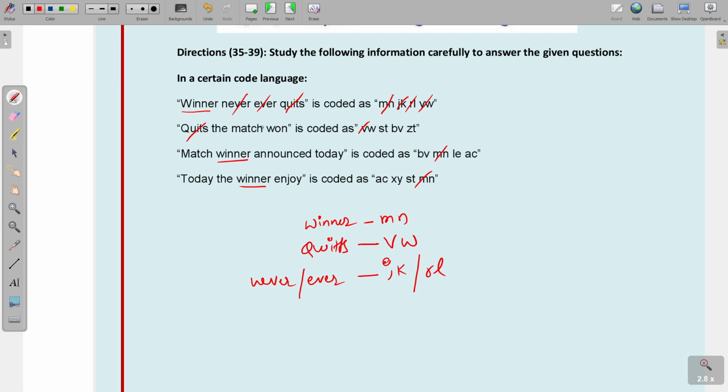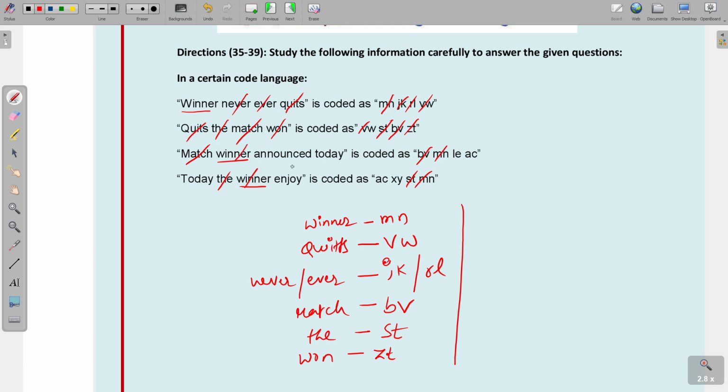Next, the match won. So see, match and match. What is the code for match? The codes are ST, BV and ZT. So BV is the code for match. And next, own, the own. So see, the and the. What is the code for the? That is ST. Next, own. The code for own is the remaining one, ZT.